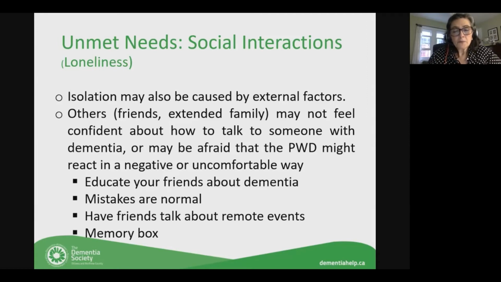I think what I want to mention here before I go on to the next is that in terms of social interactions and isolation, it's also really important to know that it's not just necessary to engage a person in activities with others. A lot of loneliness is created also by the way that we, or anybody interacting with the person with dementia, are interacting with them. So what's really important are the little things.